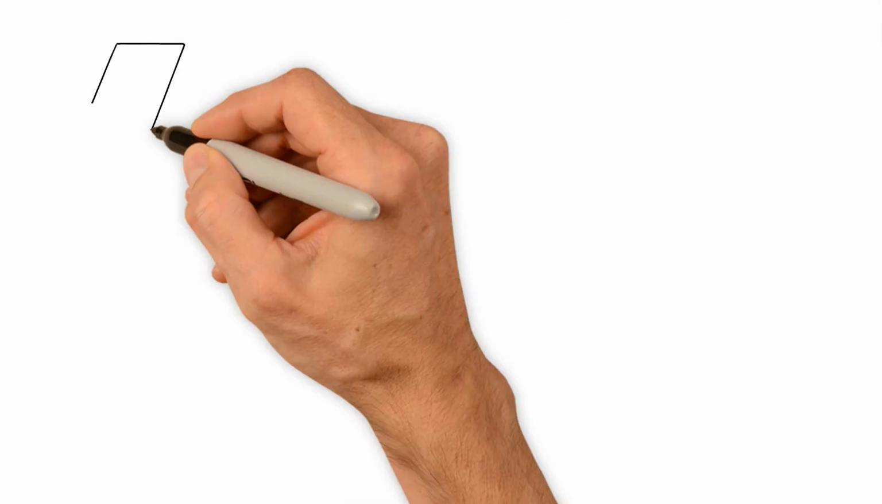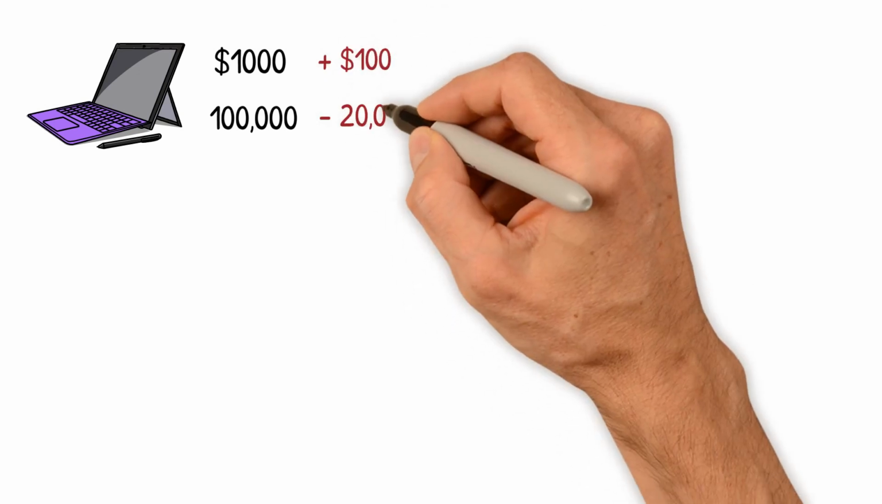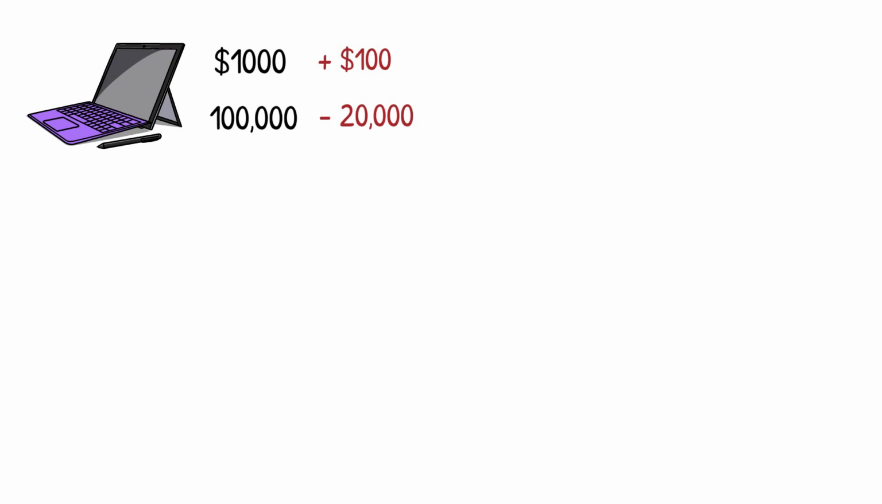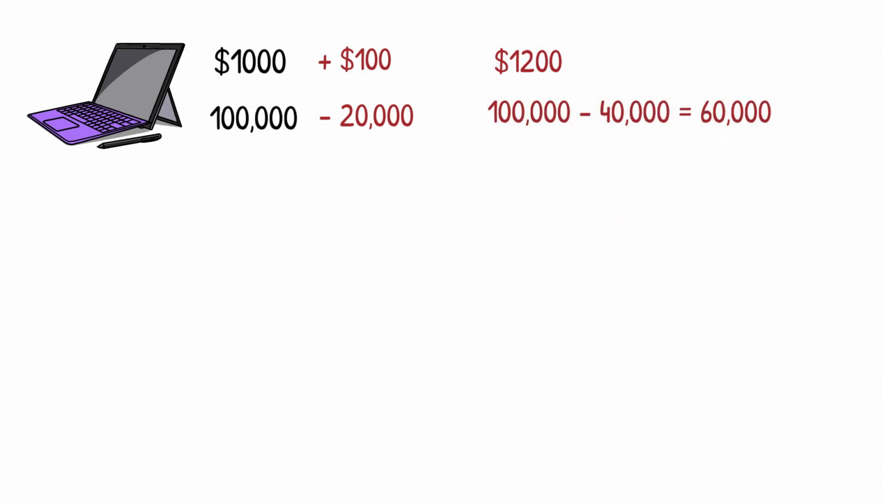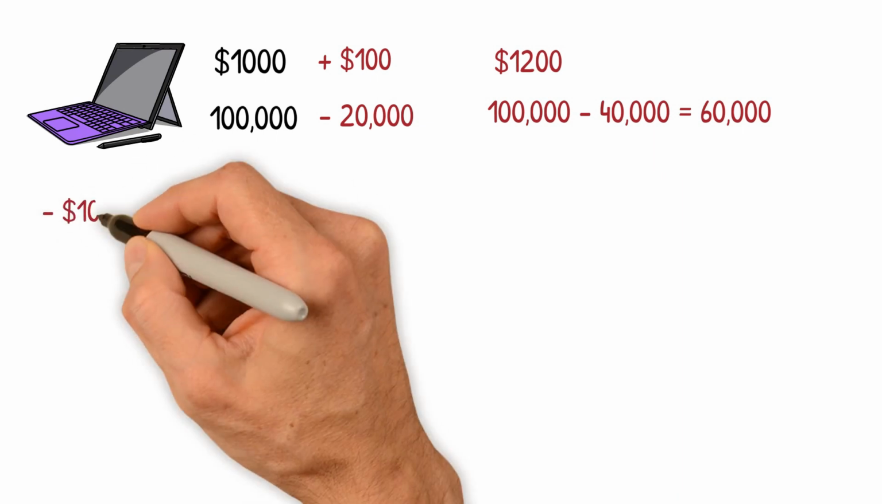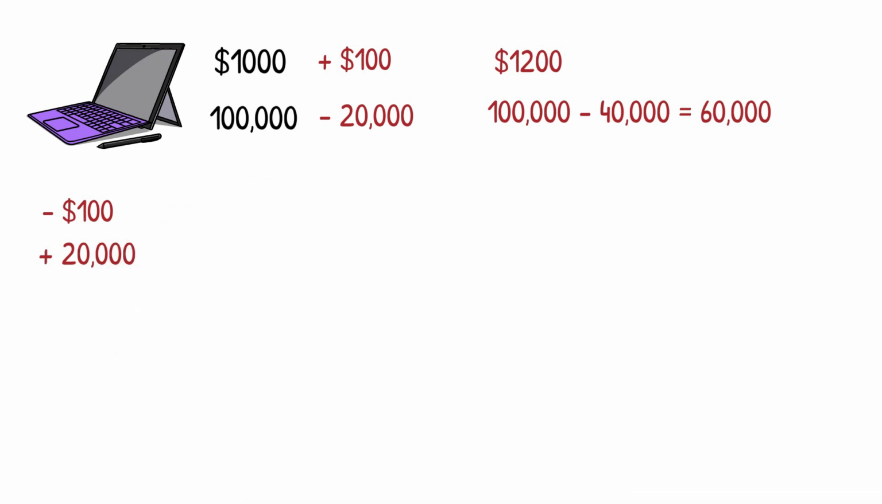Let's consider another example. Suppose that a computer company sells their laptop at $1,000 and their sales are 100,000 laptops. The company estimates that for every $100 increase on their laptop, they lose 20,000 sales. So for illustration, if a laptop is sold at $1,200, it means their estimated sales are 100,000 minus 40,000 equals 60,000. If they reduce their price by $100, then their estimated sales will go up by 20,000 to about 120,000. At what price should the company sell their laptops to maximize their profits?